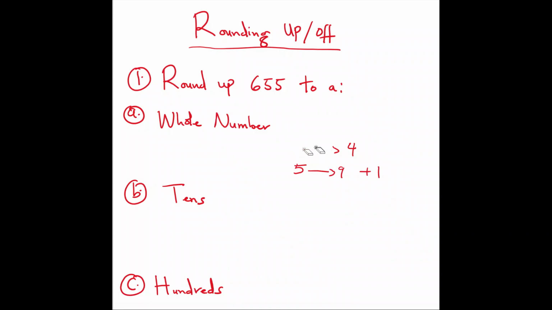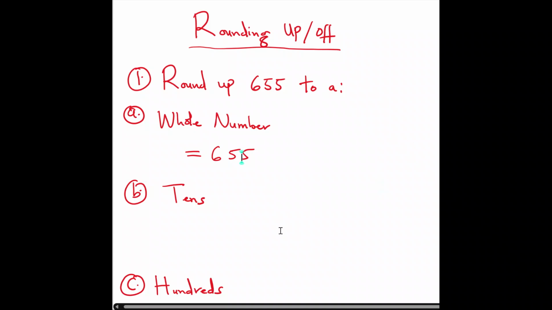So the first example I have here says round up 655 to a whole number. So 655 does not have any decimal places, does not have any points, so 0 something something, right? So if we want to round 655 to a whole number, it's going to be 655 because 655 is a whole number without any decimal places.